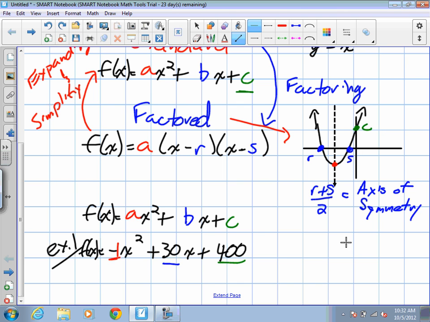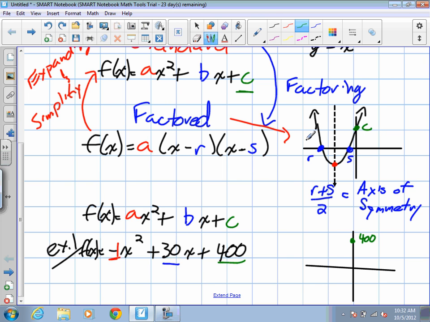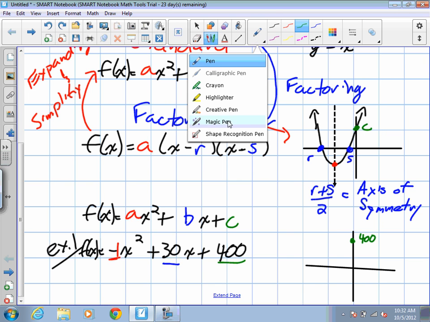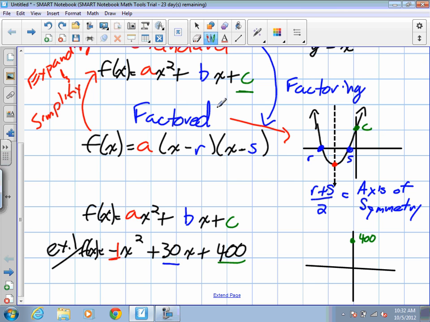From standard form, what do I know of this parabola? Y-intercept, what is it? 400, okay? So we know the y-intercept is at 400. That's the only information we have right now. We actually have no idea. Well, we do. We're going to talk about it in a sec. We don't know where or if it has x-intercepts, but we do know this parabola, there we go, goes through 400 somewhere. Now, which way does this parabola open?